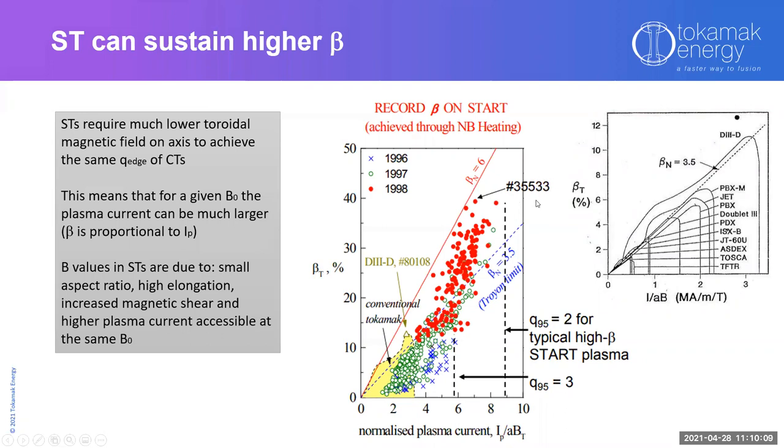So this made people think that in a spherical tokamak one can really operate at a very high beta, and this is beneficial for various reasons. First of all, for economic reasons: if you can operate at high beta, it means you don't need a strong magnetic field to confine a large pressure. So in principle, you can build a cheaper tokamak.